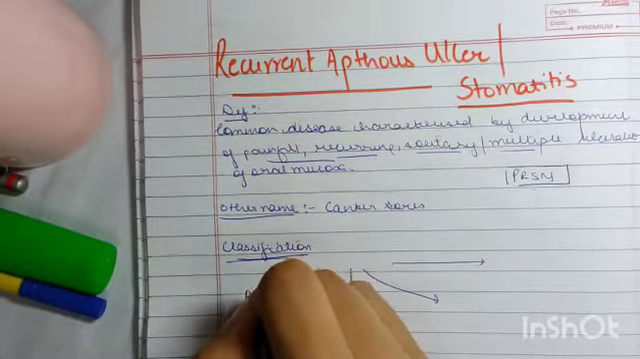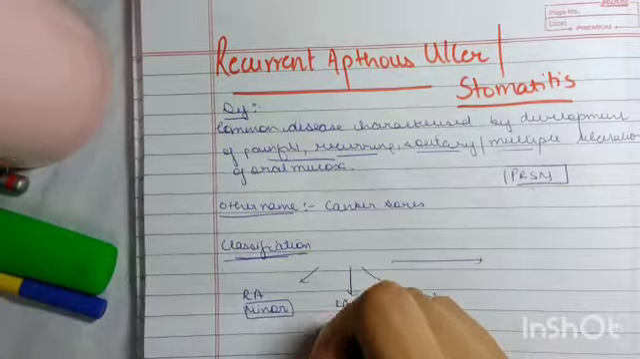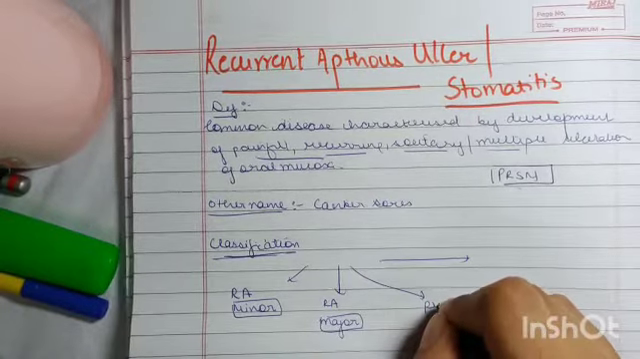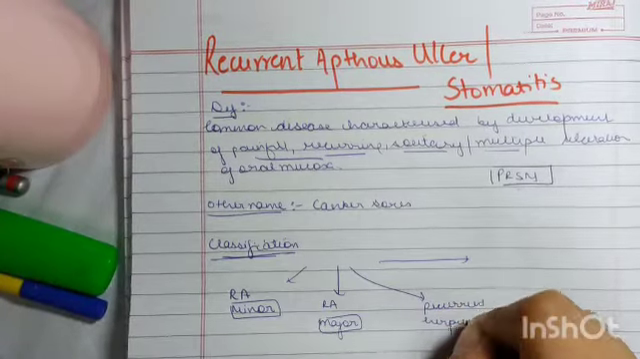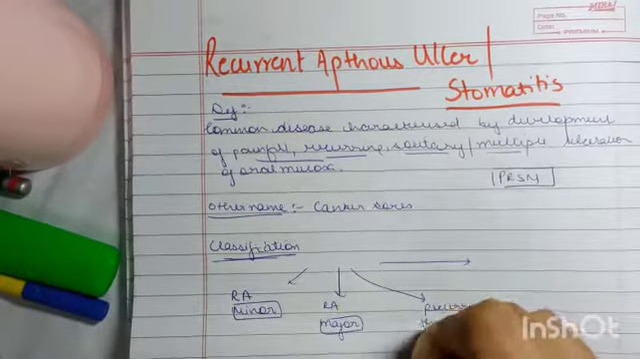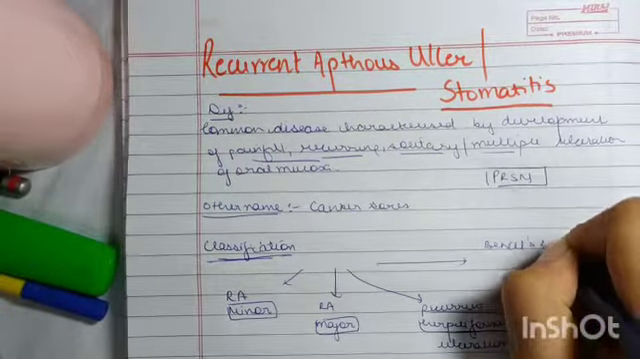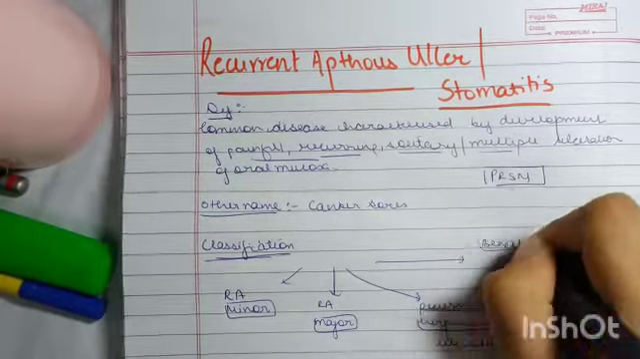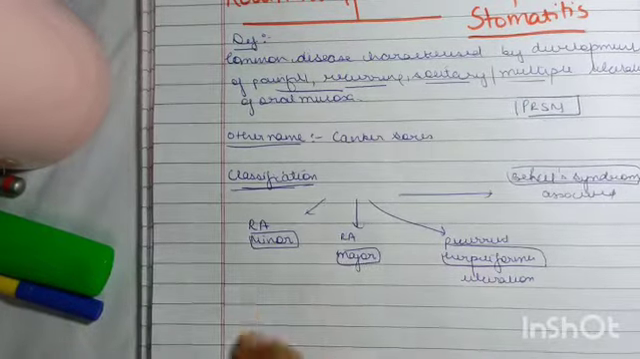One is the recurrent aphthous minor, then recurrent aphthous major, then recurrent herpetiformis ulceration, and Behcet syndrome associated. So in this one, it is the most common.